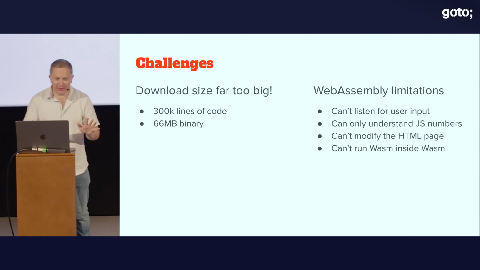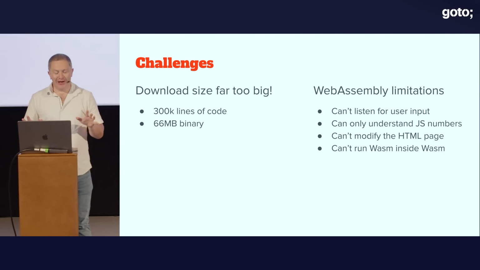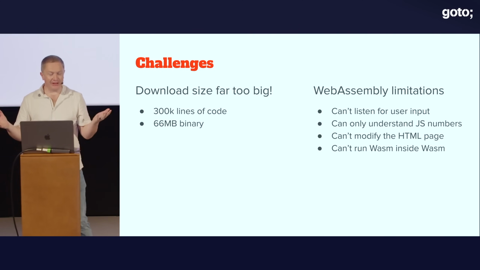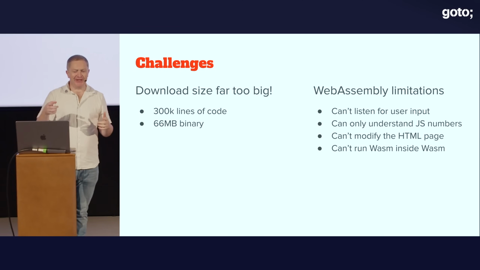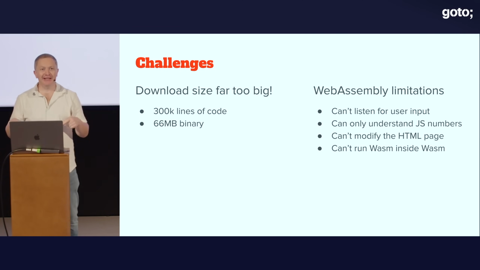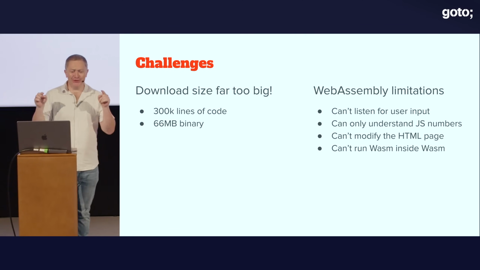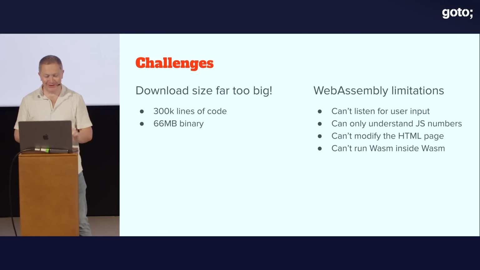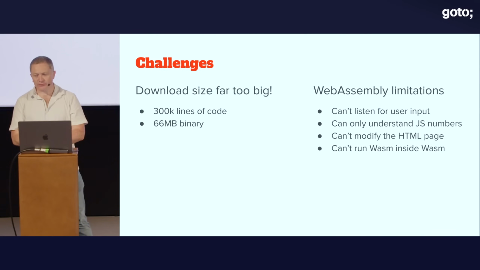Okay, so some of the challenges with this. One thing is the download size. It's a 300,000 line of code project. It's quite a lot. The binary size, this binary size is just from my Mac that I'm doing this on, which isn't WebAssembly, but it's just to give you an idea. You don't want a web page that's 66 megabytes, it's not going to be a good time. So we're going to need to figure out how we shrink that. That's one of the challenges.